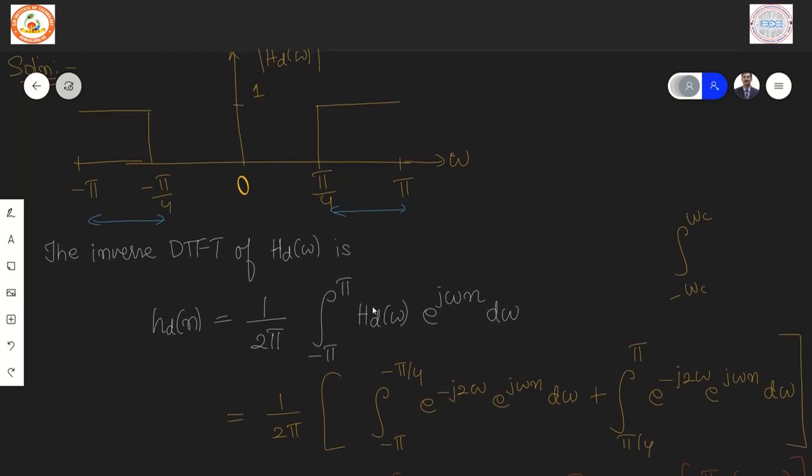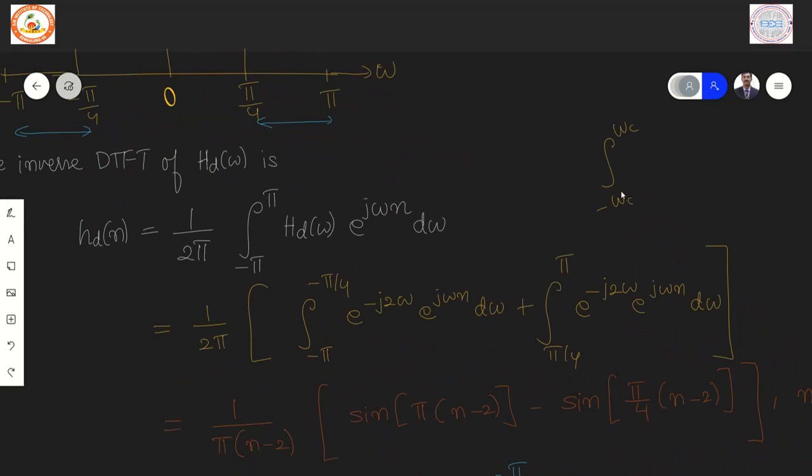Now we are aware of how HD of omega is defined from the given. The value is found only between the region minus pi to minus pi by 4 and pi by 4 to pi. Therefore, the limits, we start from the smallest limit minus pi till minus pi by 4. The expression for that is e power of minus j 2 omega, that is HD of omega, into, as per the formula, e power of j omega n. Similarly, the limit from pi by 4 to pi also has the value e power of minus j 2 omega into e power of j omega n d omega.